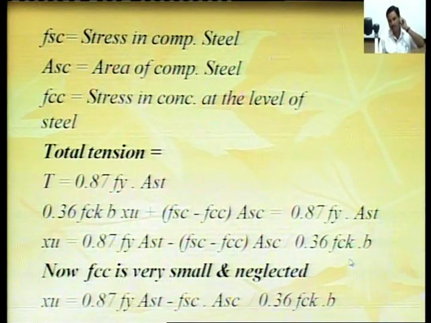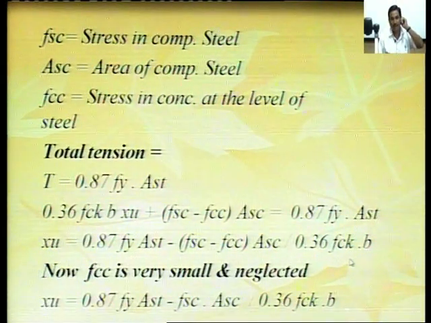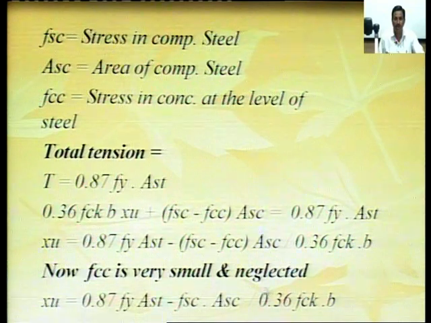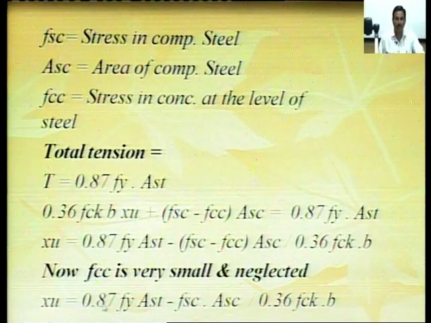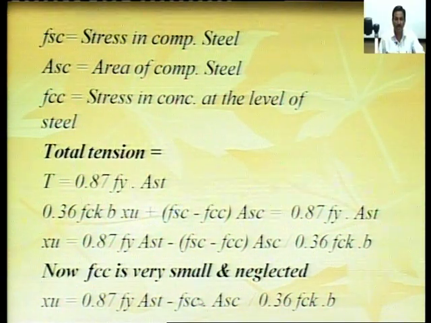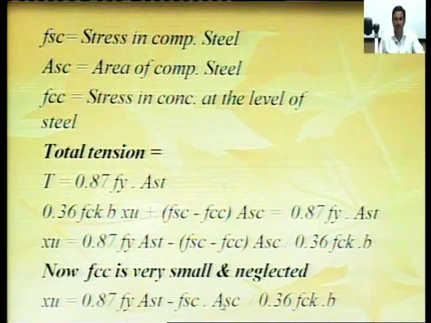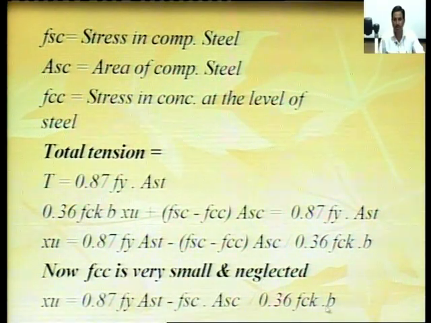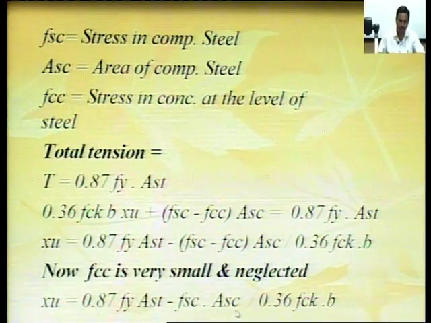Now, fcc is very small and can be neglected. fcc is the loss of concrete area due to steel, and that is very small. So, neglecting fcc, we get the depth of neutral axis as 0.87 fy Ast minus fsc into Asc, where fcc becomes 0, divided by 0.36 fck into b. So, this is the depth of neutral axis.